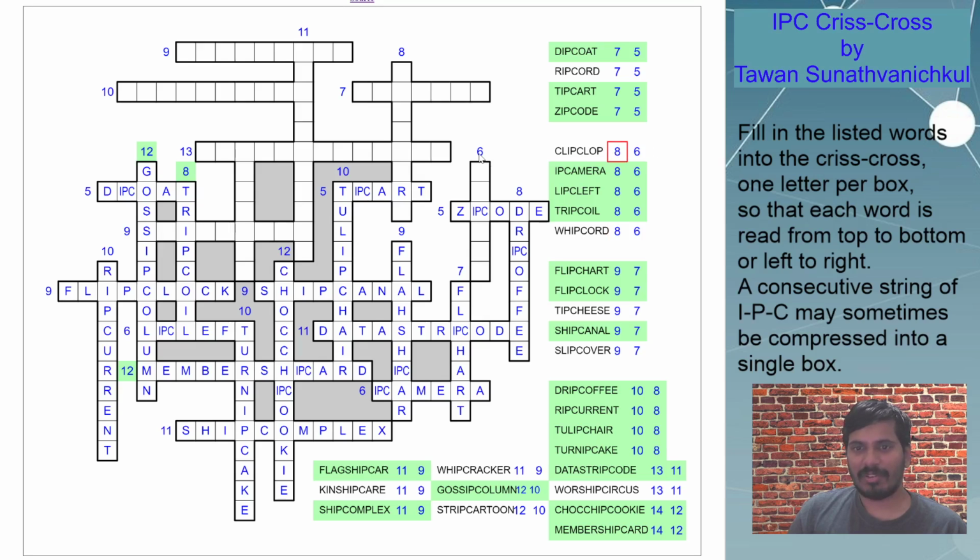Perfect, right? Because now we know that here 6 is either clip clop or whipcord. So whichever goes here, the other one goes here. So let's look. The second last letter is R, and it's not clip clop, so it has to be whipcord. So let's mark that whipcord, and that immediately gives us the word here, which is clip clop.